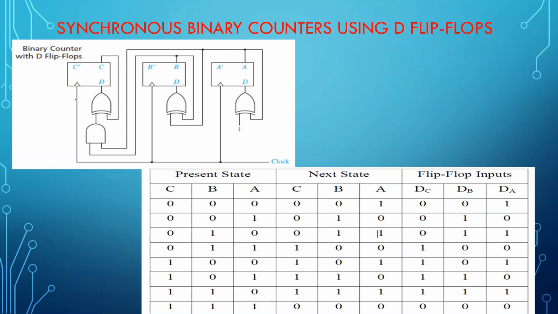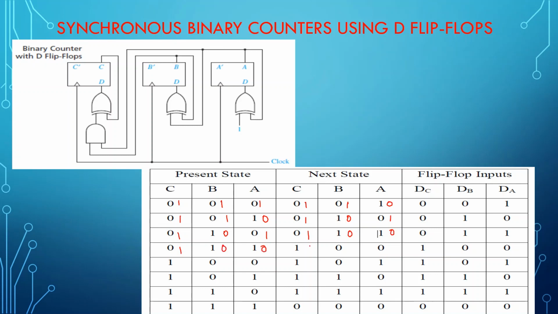If we go back to the table, for example, if you are designing a down counter, you need to write the first number as 1, 1, 1. The next number will be 1, 1, 0. After that it is 1, 0, 1, and the next number here is going to be 1, 0, 0.